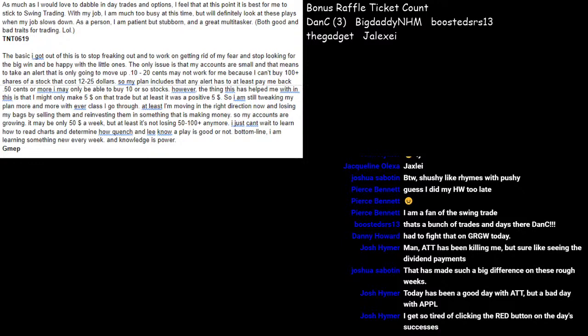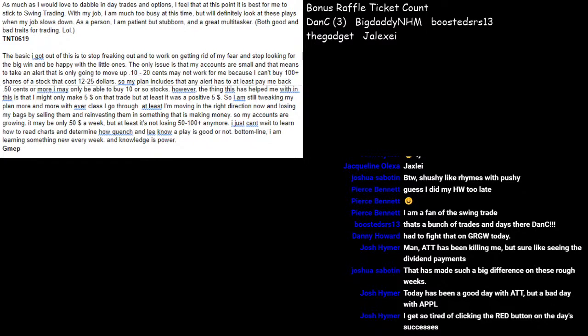And GMEP says, the basic I got out of this is to stop freaking out and to work on getting rid of my fear and stop looking for the big win and be happy with the little ones. The only issue is that my accounts are small, and that means to take an alert that is only going to move up 10 to 20 cents may not work for me because I can't buy 100 plus shares of the stock. That costs $12 to $25.